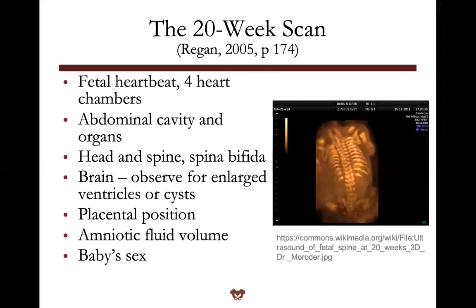They're going to look at the placenta. We want the placenta to be positioned ideally high up on the uterine wall and not down near the cervix. So this is when they're going to start to look for things like placenta previa or a placenta accreta, where the placenta is growing into the uterine wall abnormally. They're also going to measure the amniotic fluid volume, so they want to make sure that there is enough, but also not too much amniotic fluid. And at this point, we can determine the baby's sex by observing the genitalia.